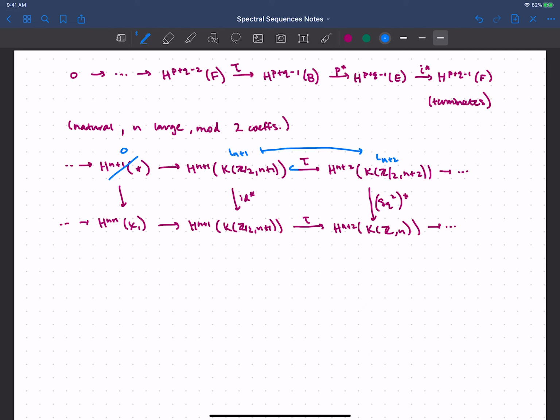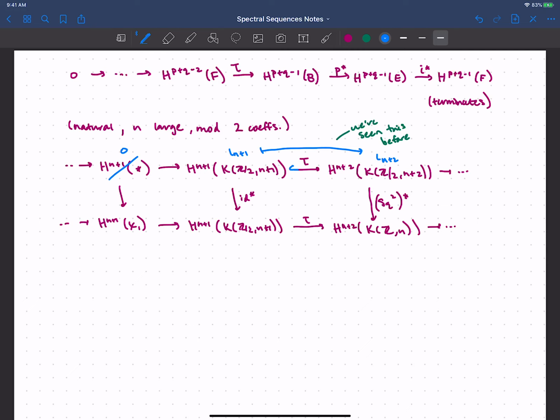By the way, we've seen this before, so we don't need this exact sequence to tell us this. We just know that everything has to die because the total space is contractible, and so we've seen that the fundamental class goes to the fundamental class. Okay, so that was really, in a sense, an old story.